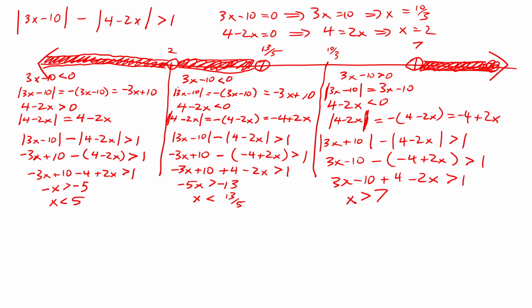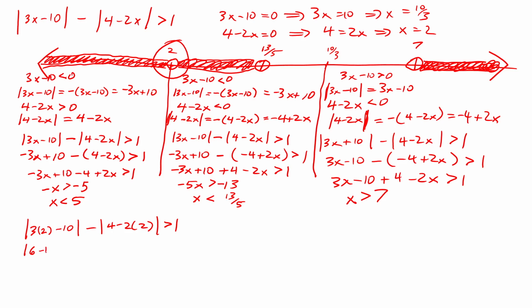Now at this point you might be saying to yourself, how about the 2 and the 10/3? Should I shade those in? If you're not sure, simply plug in a 2 to the original inequality and see if you get a true statement. 3 times 2 is 6, so what we're doing now again is we're testing this x value of 2 to see if we should shade it in.